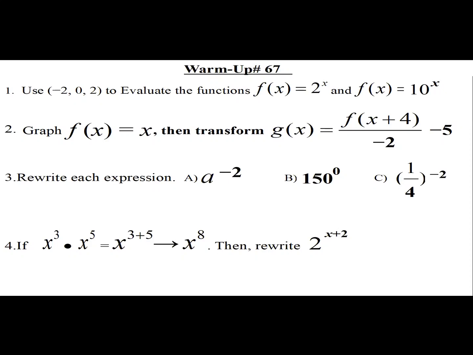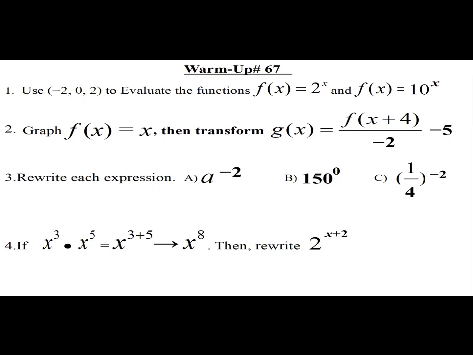Once again, warm-up number 67 is on your screen. Number one reads, use -2, 0, 2 to evaluate the functions f of x equals 2 to the x power and f of x equals 10 to the x power. Number two reads, graph f of x equals x, then transform given g of x equals f of parentheses x plus 4 close parentheses, all of that over -2, and then with a constant next to the fraction with -5.